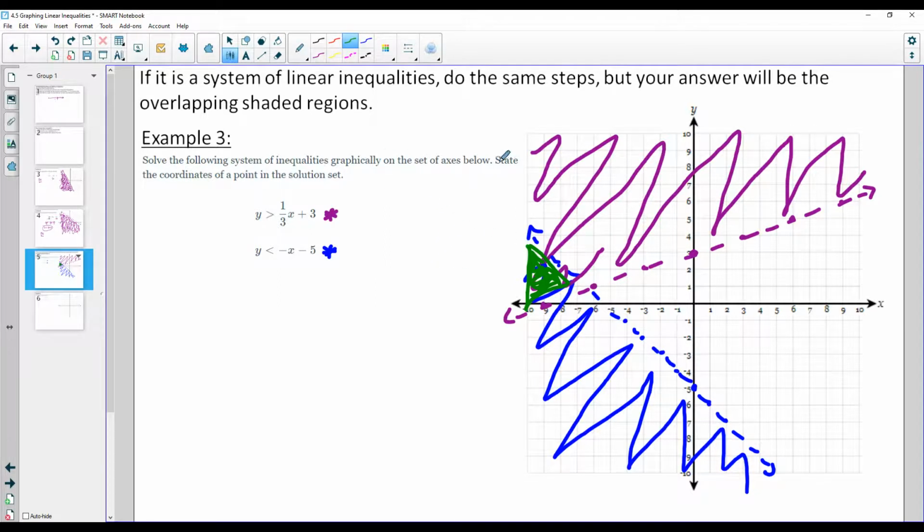And so it asks, state the coordinates of a point in the solution set. So we can do that. It looks like -9, 1 is in the solution set. So in Delta Math, you would just put in -9, 1 would be one of our solutions, right?